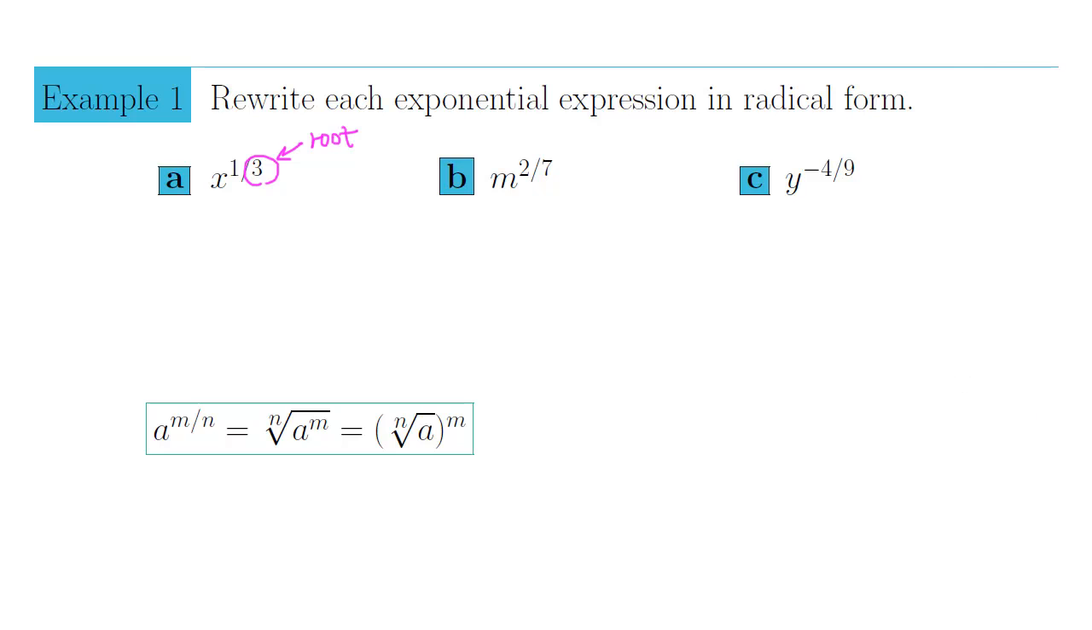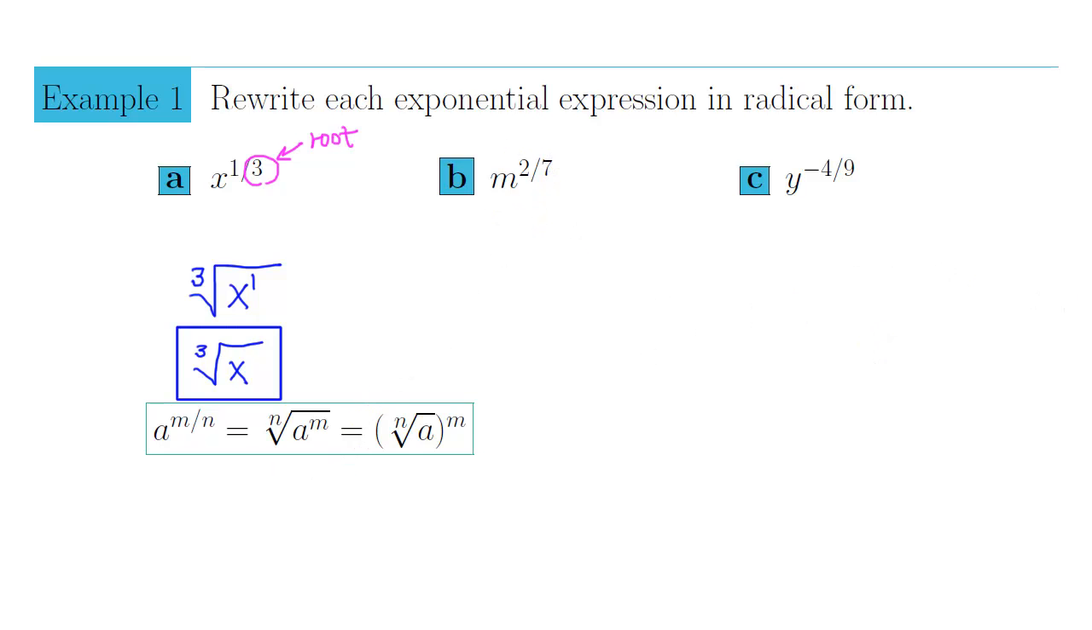So x to the 1/3 is simply saying that we have the cubed root of x raised to the first power, which is equivalent to simply stating the cubed root of x. So x to the 1/3 power is simply the cubed root of x. Makes sense? Not too hard. Let's do example B. M raised to the 2/7.